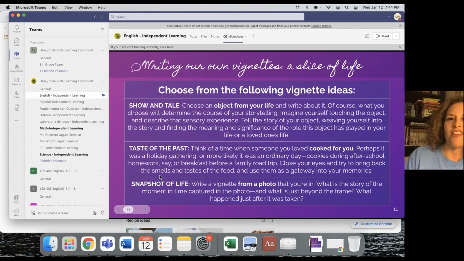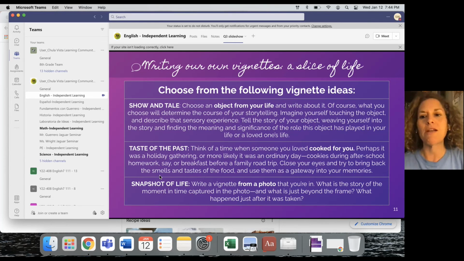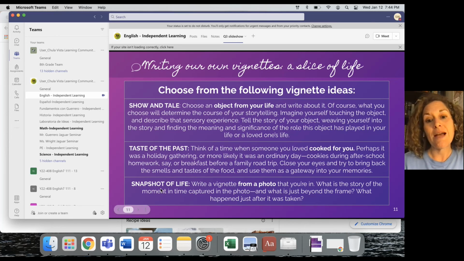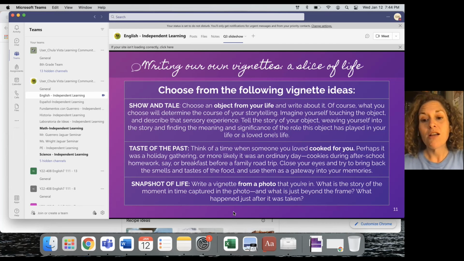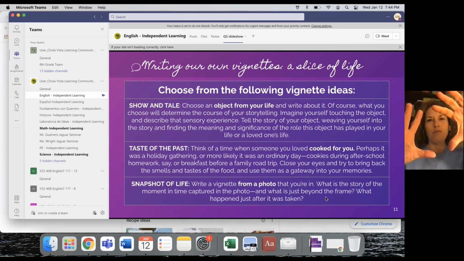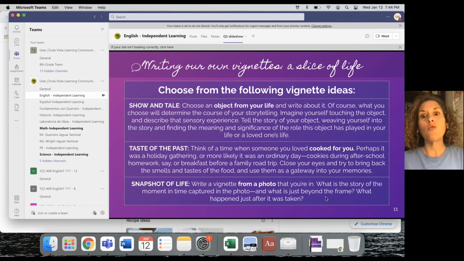Like are there crunchy things? Are there sour things, sweet, salty, whatever? So you would just write about that. Or snapshot of life. And like it sounds, you would write a vignette from a photo that you're in. What's the story of the moment in time captured in that photo? Before, after, or what's just beyond the frame, right? So what don't we see that's in the photo? We could talk a little bit about that.